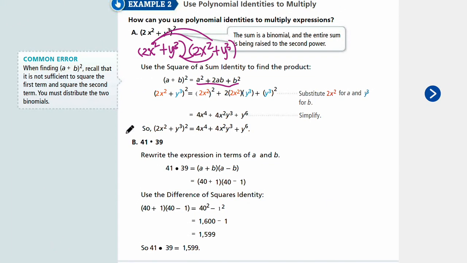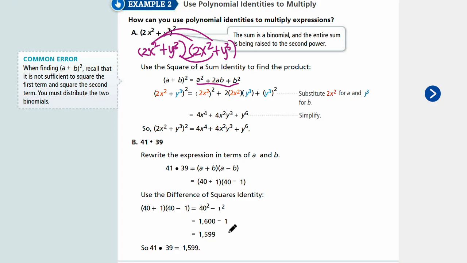In this case, 41 and 39 could be written in terms of 40 plus 1 and 40 minus 1, where you have both numbers that are the same, 40 and 1, right? Because both numbers are only 1 apart from 40. So then you can use the difference of squares identity and just say, oh, then it's equal to 40 squared minus 1 squared, because it's going to equal a squared minus b squared. So you can just multiply 40 squared first and then subtract 1 from that, and you'll get 1,599.